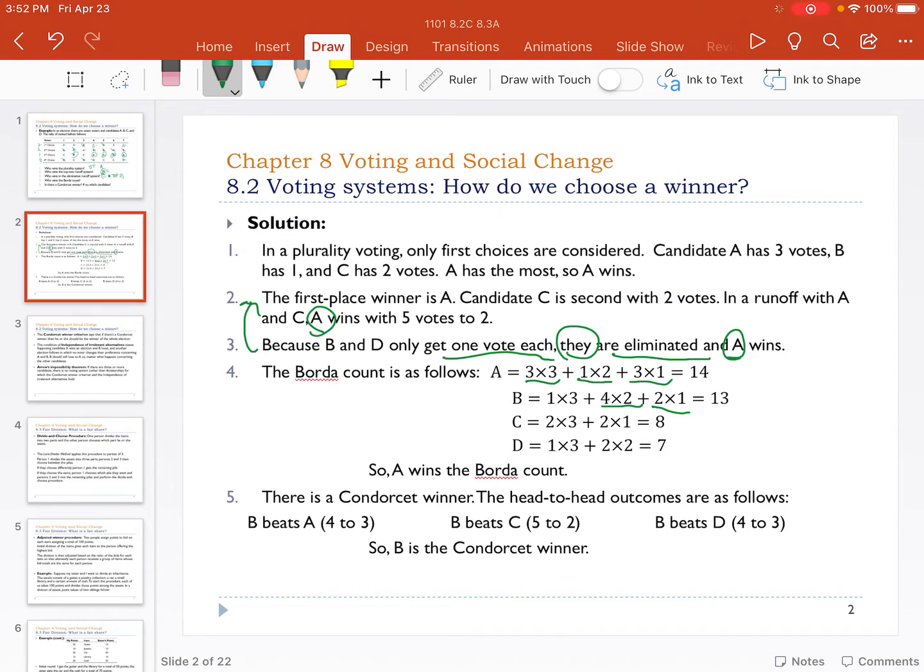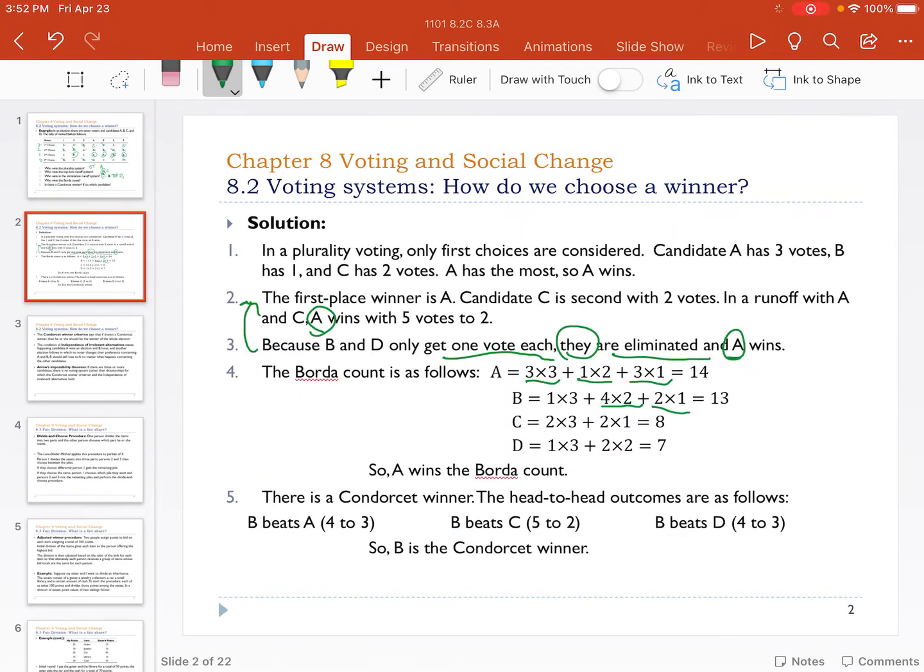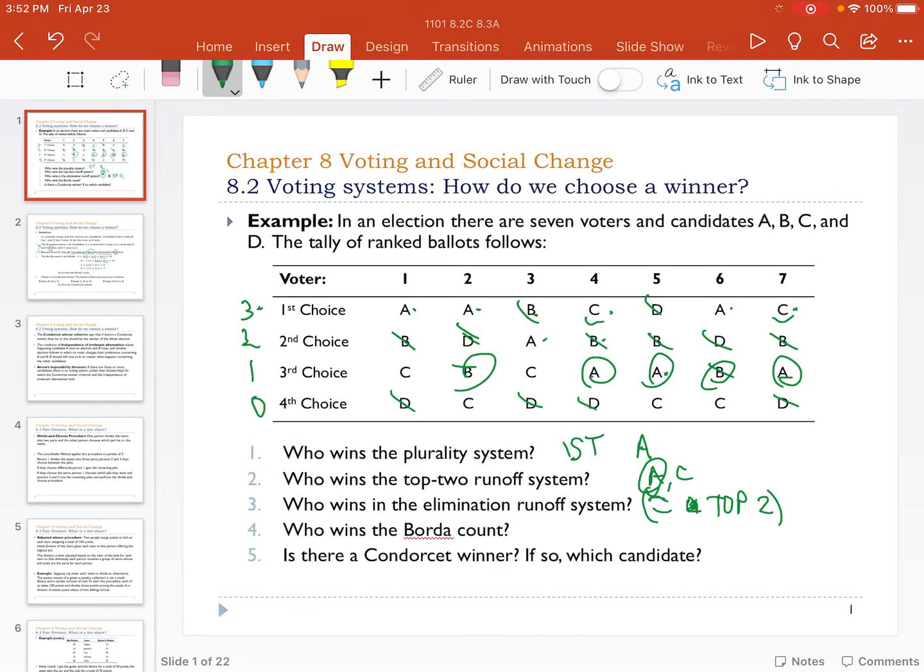There's your, well, got a couple of third place votes. I'm sorry, 2 third place votes, 1 point each. That's why it's 2 times 1. Notice they're not even messing with the fourth places. They're just not even going to say anything about it. B did not have a fourth place vote.